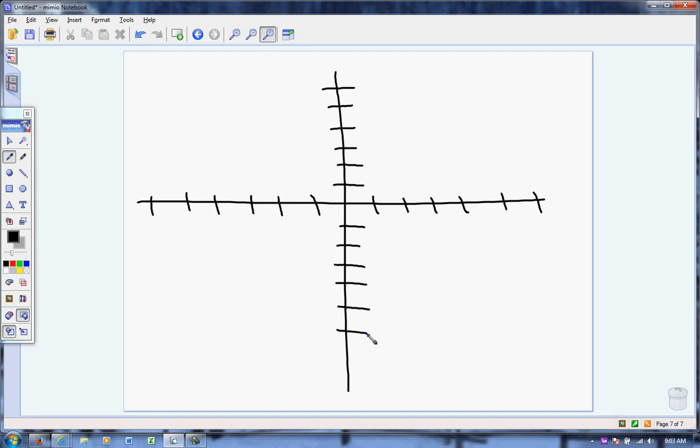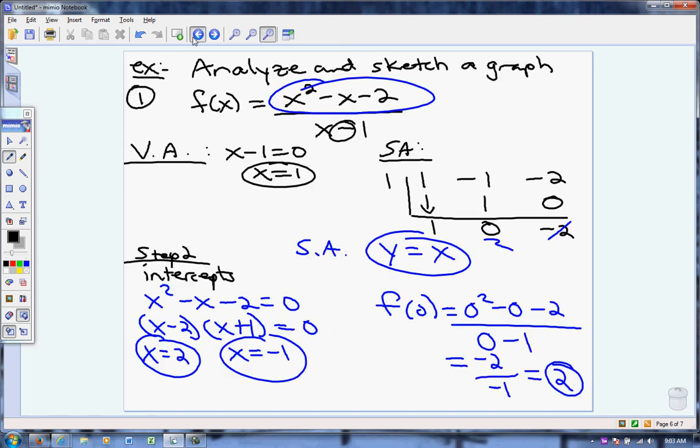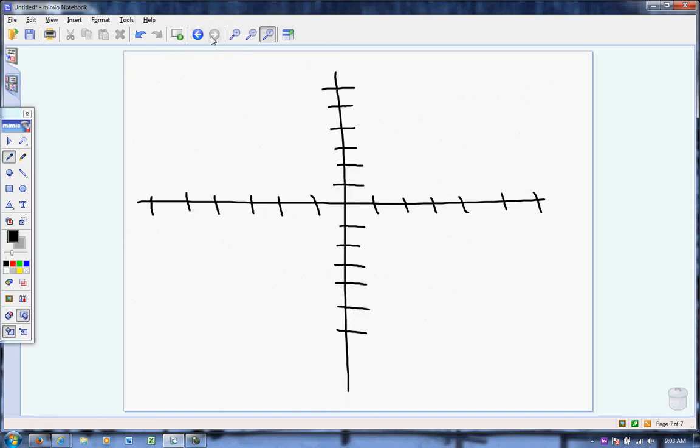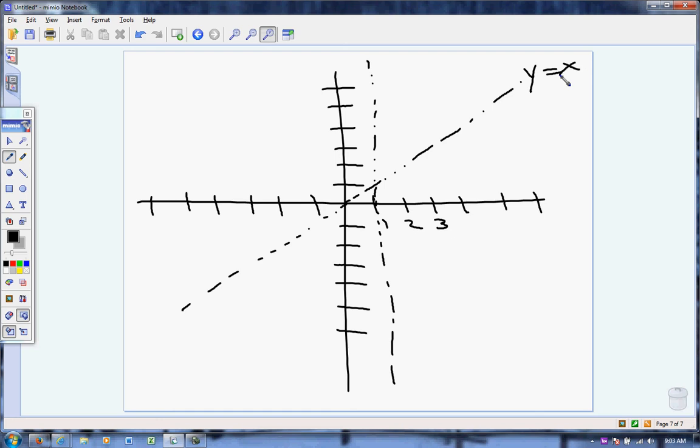So we said that we had a vertical asymptote at 1 and a slant asymptote of y equals x. So I know here at 1, I have a vertical asymptote. I know that I have a slant asymptote that is the linear line y equals x.